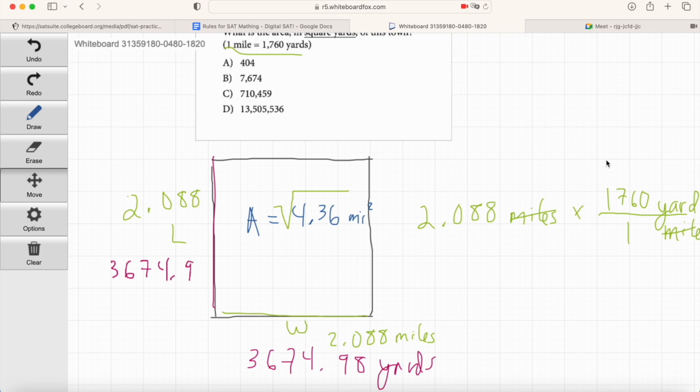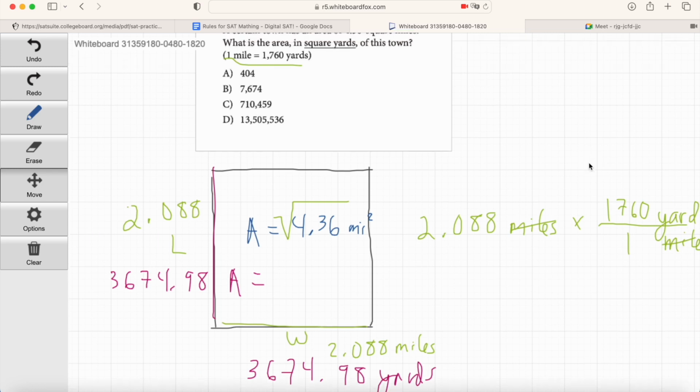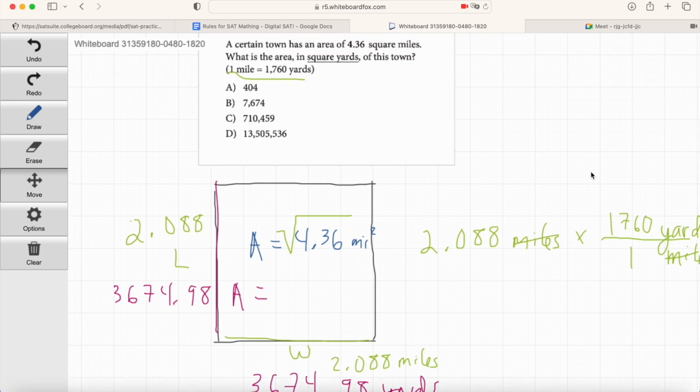0.98. Awesome. We take that number and we can square it, and that should give us the area in yards. Does that make sense? Yeah. All right, let's square it. What do we get? 13,505,506. That's a big number. 13 million. But what's the right answer? Look at the answers. D. It's got to be D. And it is.